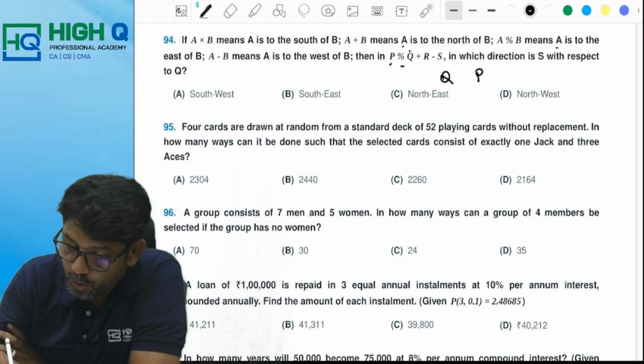Next, Q plus R. Q is north of R. That means R is here.